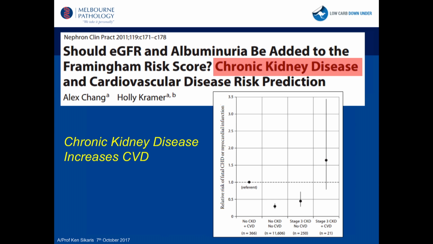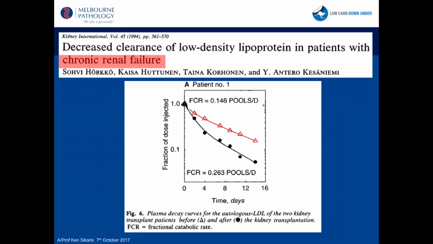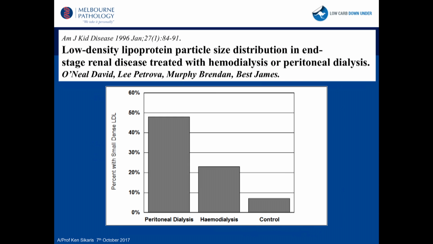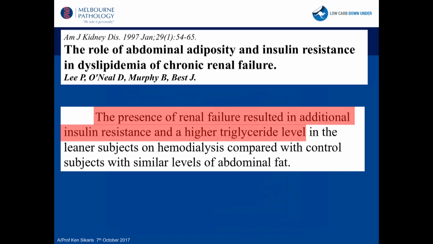What about chronic kidney disease? It is another thing that is associated with heart disease. So people with even mild chronic kidney disease have twice the rate of heart disease. Why is that? Well, LDL clearance is slower in kidney disease. It hangs around, and if there's triglycerides present, it becomes small and dense. It doesn't matter. Even with Lp(a), it hangs around longer. This is the clearance rate. So there's a low clearance rate of LDL or Lp(a) in kidney disease. The likelihood of having small dense LDL in kidney disease is 50-50. Half the patients with kidney disease have small dense LDL. So the presence of renal failure results in additional resistance and higher triglyceride levels. And that's how kidney disease affects things.